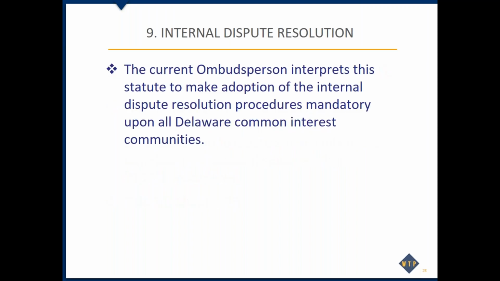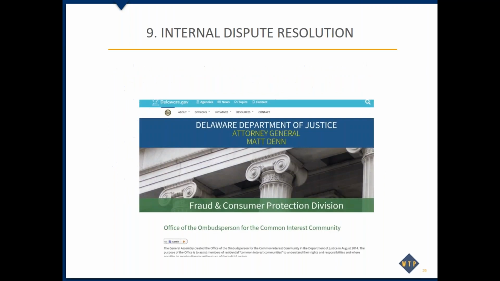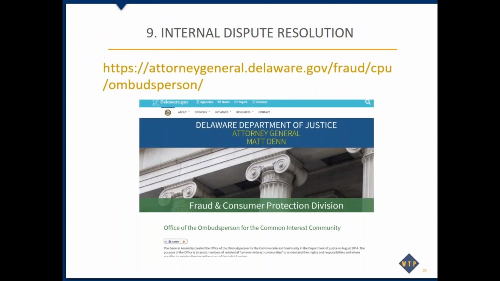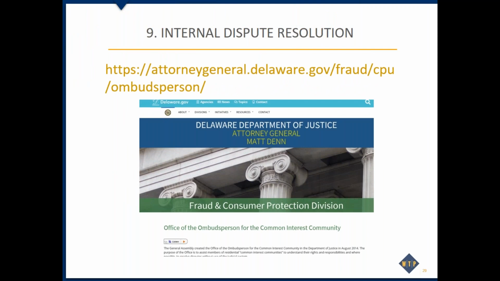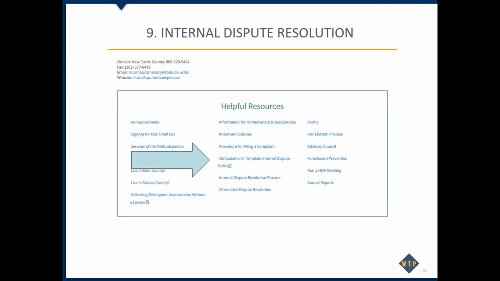The current ombudsman, that's Mr. Chris Curtin, interprets the statute as requiring that all common interest communities in the state of Delaware adopt some form of an internal dispute resolution procedure. The ombudsman has developed a sample that's available on his website, the Attorney General's website. I think I have a slide here that'll show you where. It's not exactly super easy to find on his website. So this is the website. When you go to the bottom, there's helpful resources. And then if you see where we have the arrow, you can click on the Ombudsman template, internal dispute resolution procedures, and that will give you the Ombudsman sample.